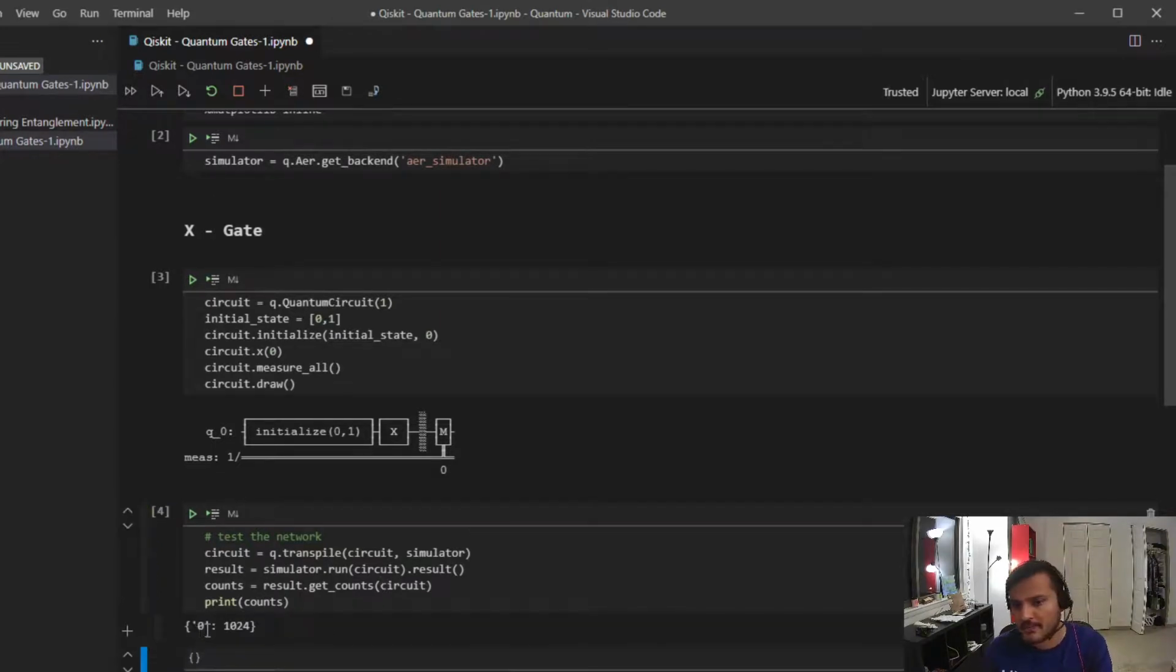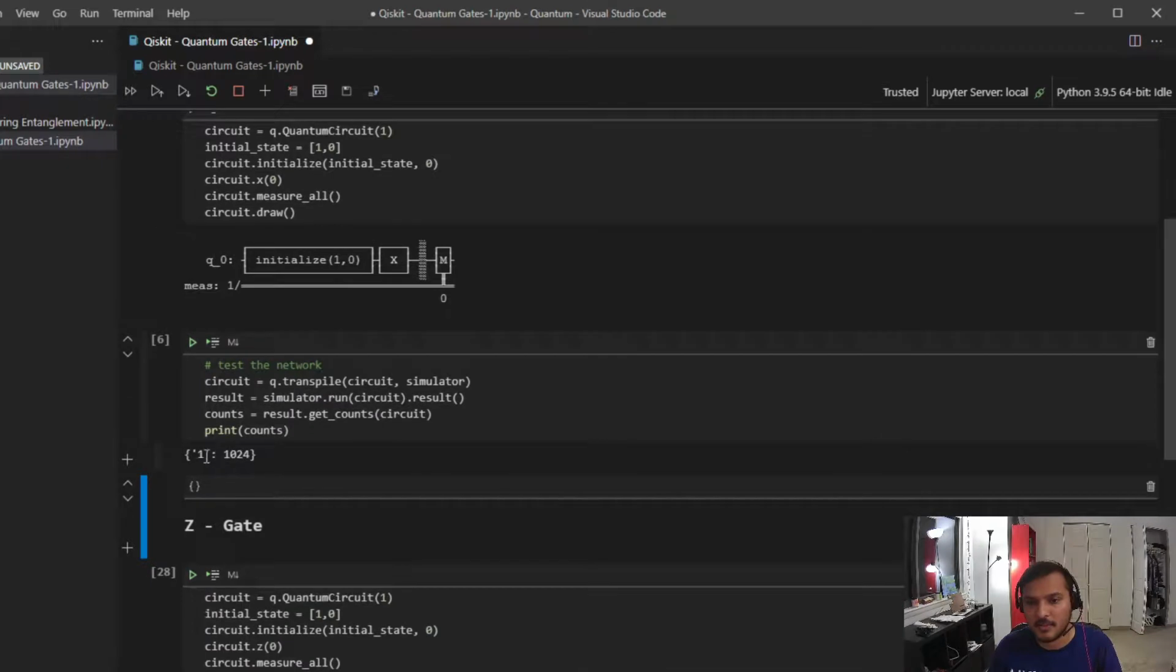All right, so we get 0 all the times because X gate flips the bit. So what was 1 would now become 0. And that's what we expected. Let's try it again. This time, let me supply it state 0. So alpha is 1, beta is 0. I specify it and I run my simulator, and you see we get 1 because 0 got flipped to 1. So that's awesome.